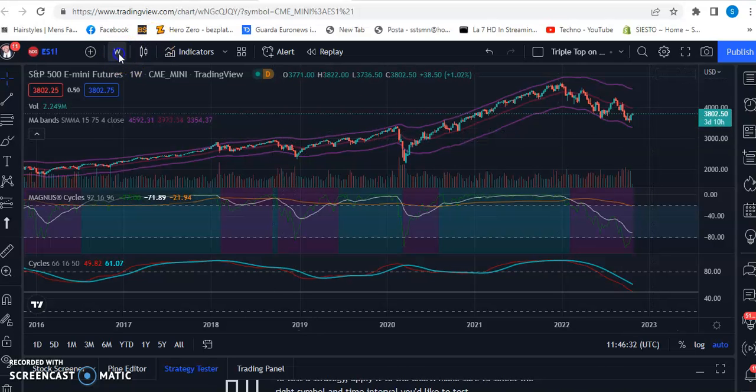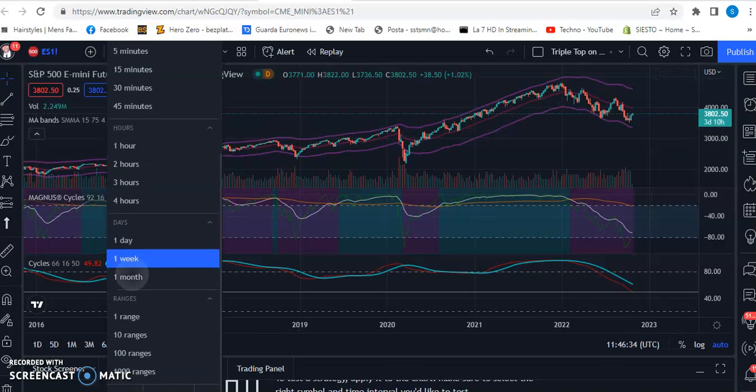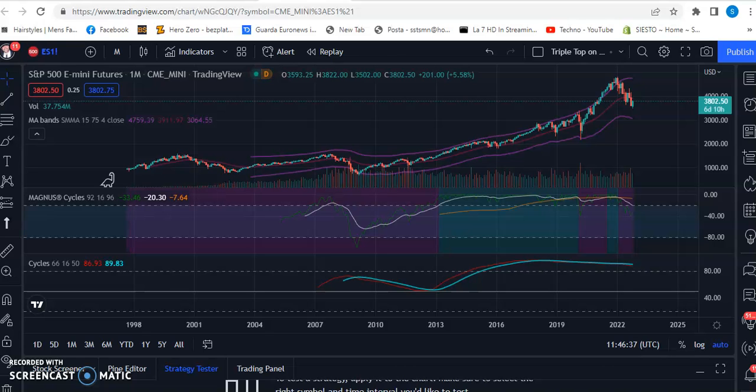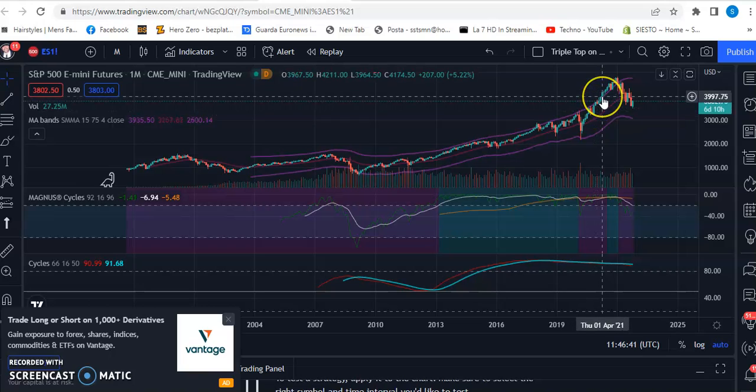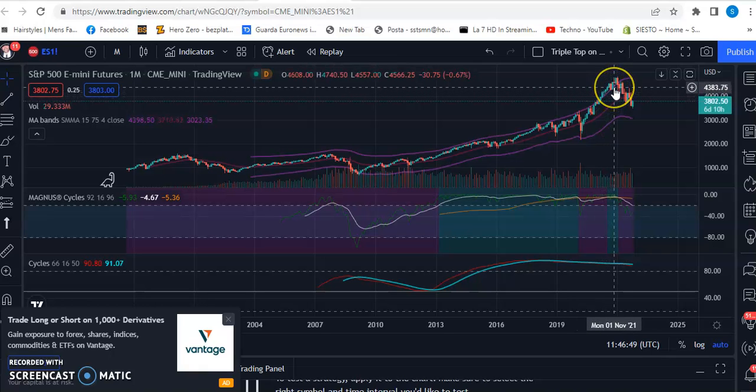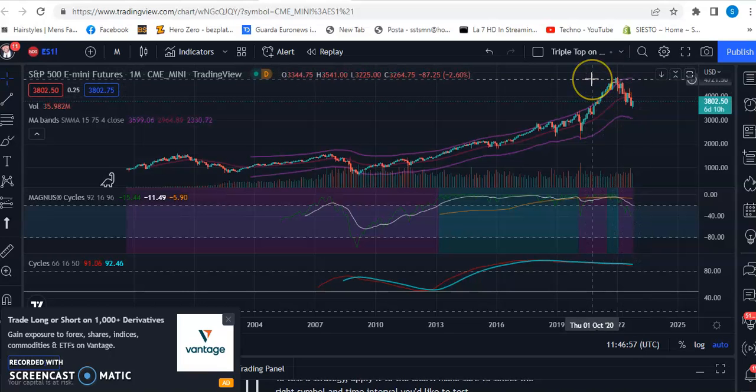Now, if we switch to the monthly chart, we will better see where we are. If we analyze this series of long white candles, I've been warning that once the candles went above the upper envelope, that was a very clear signal of extremization, from where we should be expecting a downwards move, which actually happened.